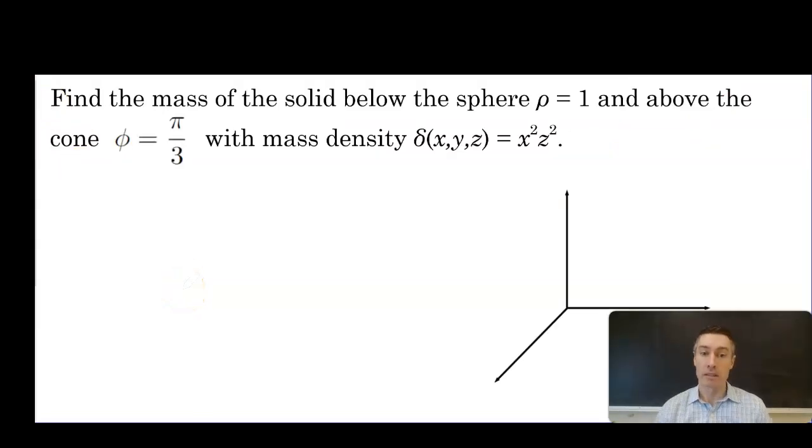Now find the mass of the solid below the sphere rho equals 1, and above the cone phi equals pi over 3, with mass density x squared z squared. So here is an application with mass. We have our mass density function that's going to need to be converted to spherical, and then we have our region. So let's start with our region.